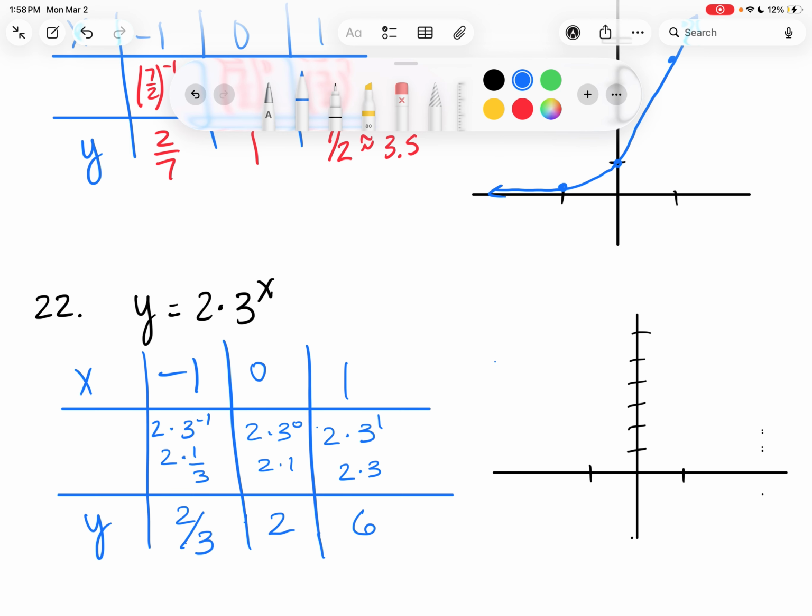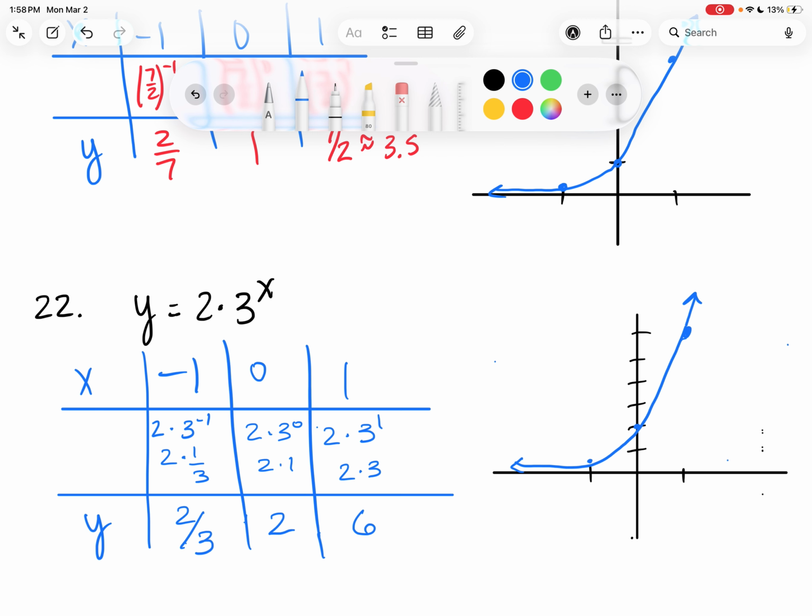So it's going to basically look the same. At negative 1 it's 2/3, so it's going to be a little higher up this time. At 0 it's at 2. And then at 1 it's up at 6. So the graph still looks the same, but notice the points are different.